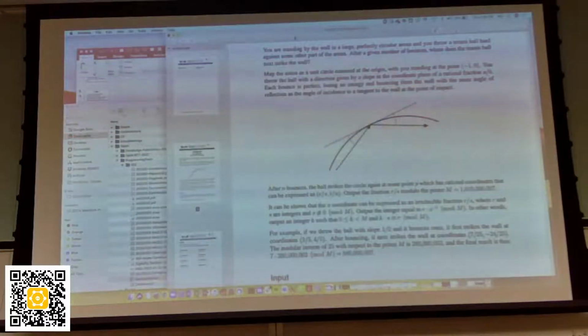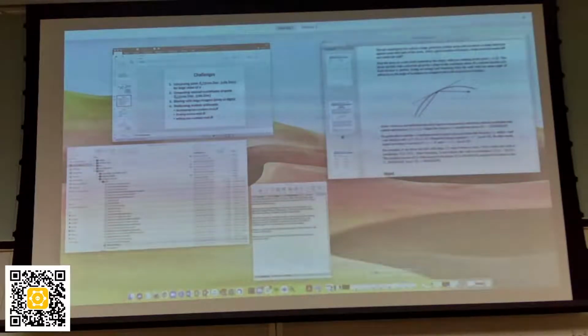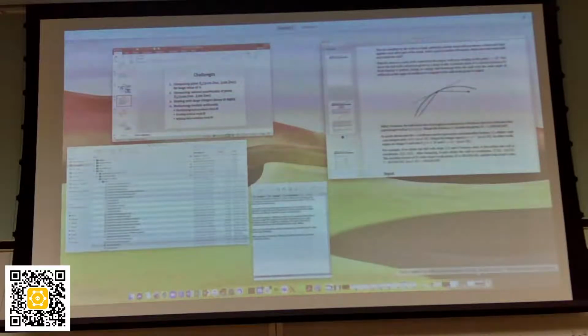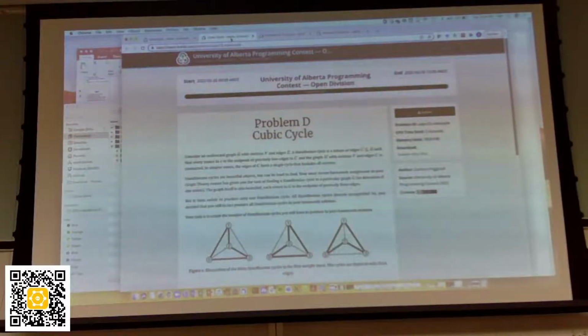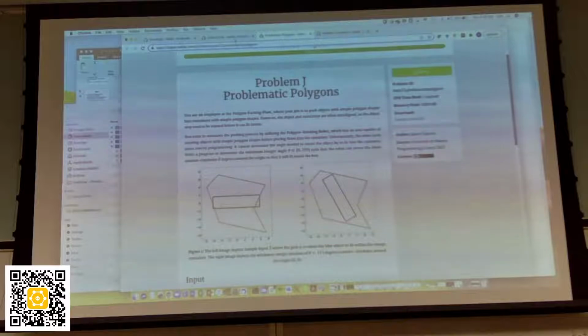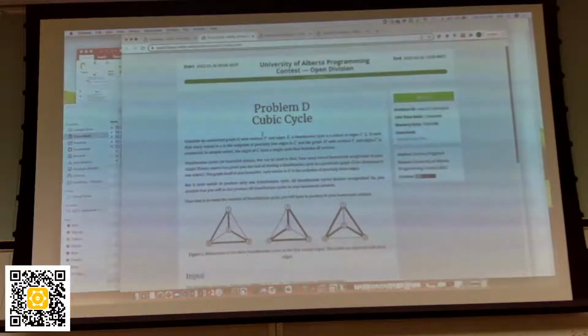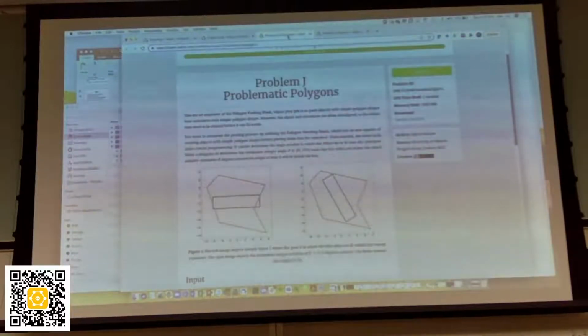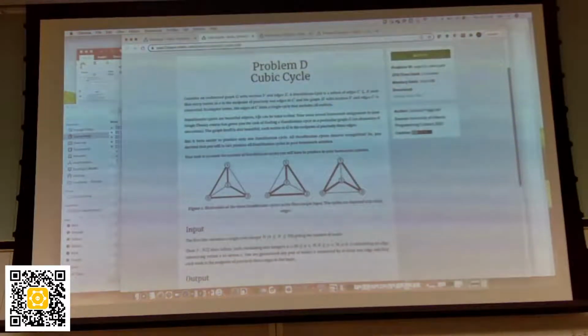Okay. So the next thing is to go and look at this other competition that you guys worked on, right? Here there were two problems that Ricky sent me. One was this cubic cycle one, and the other was this problematic polygon. So let's spend a few minutes with cubic cycle. I'm going to tell you some general things, then the rest of the time we'll talk about problematic polygons. So let me please read this.